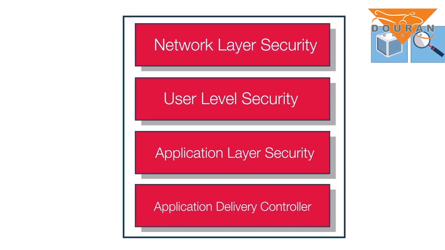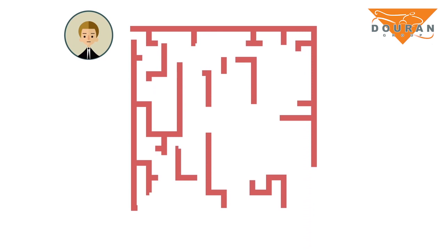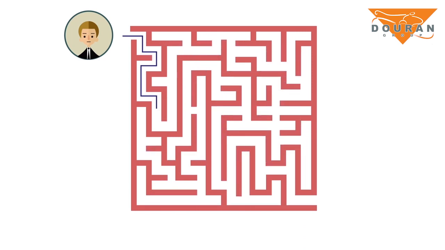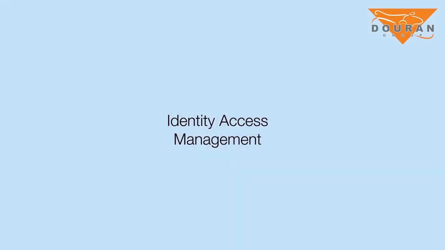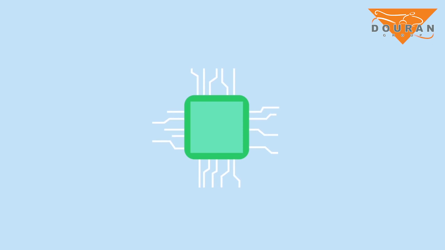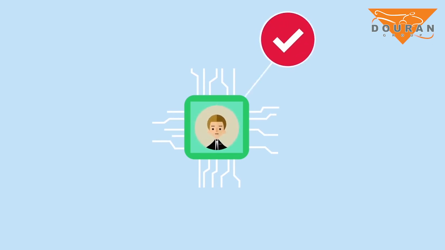The second layer we need to consider securing is the user layer. How do we make sure that only the right users get access to the right resources, such as VDI and VPN access? This element is focused on enhancing the mobile workforce through identity and access management. You want to ensure that your users are authenticated on the security device before being allowed access to your infrastructure.